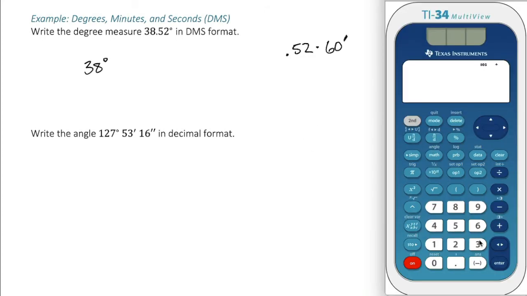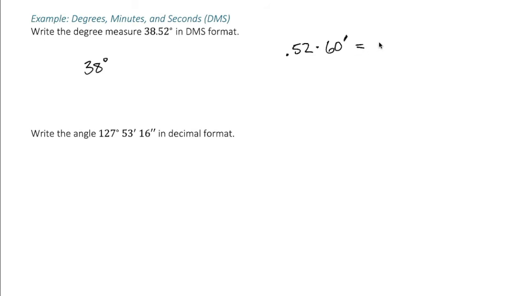So let's go ahead and put that in our calculator. 0.52 times the 60. All right, that gives us 31.2. So this is equal to 31.2, and this is, again, in minutes. Now, that decimal part we don't want, so we're going to take that 0.2, and we know that 1 minute is 60 seconds, and so we want to find out what 0.2 minutes is in seconds.